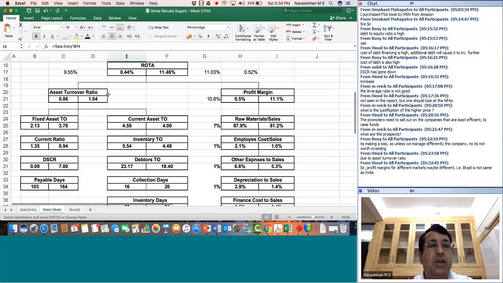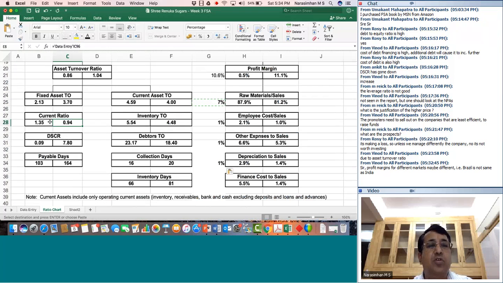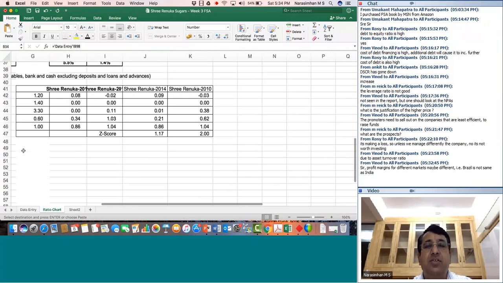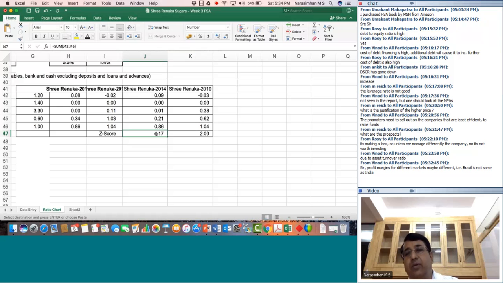Very quickly, the current ratio has improved from 0.94 to 1.35. Debt service coverage ratio has declined. Payable days has also declined from 164 to 104 days. The last thing is the Z-score. It was 2, which is slightly better, which means it's not a bad company, but in 2014 it has dropped to 1.17, which is a serious concern for us about the credit, the health of this company. So this is what the chart tells us as the output or health of the business.